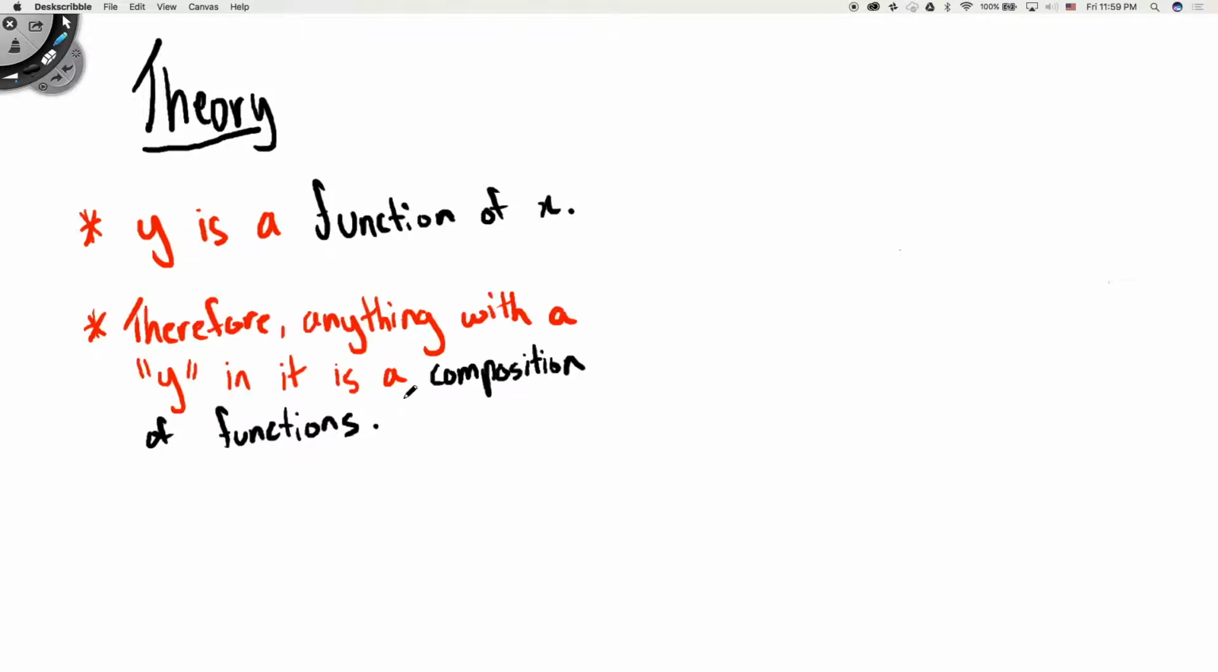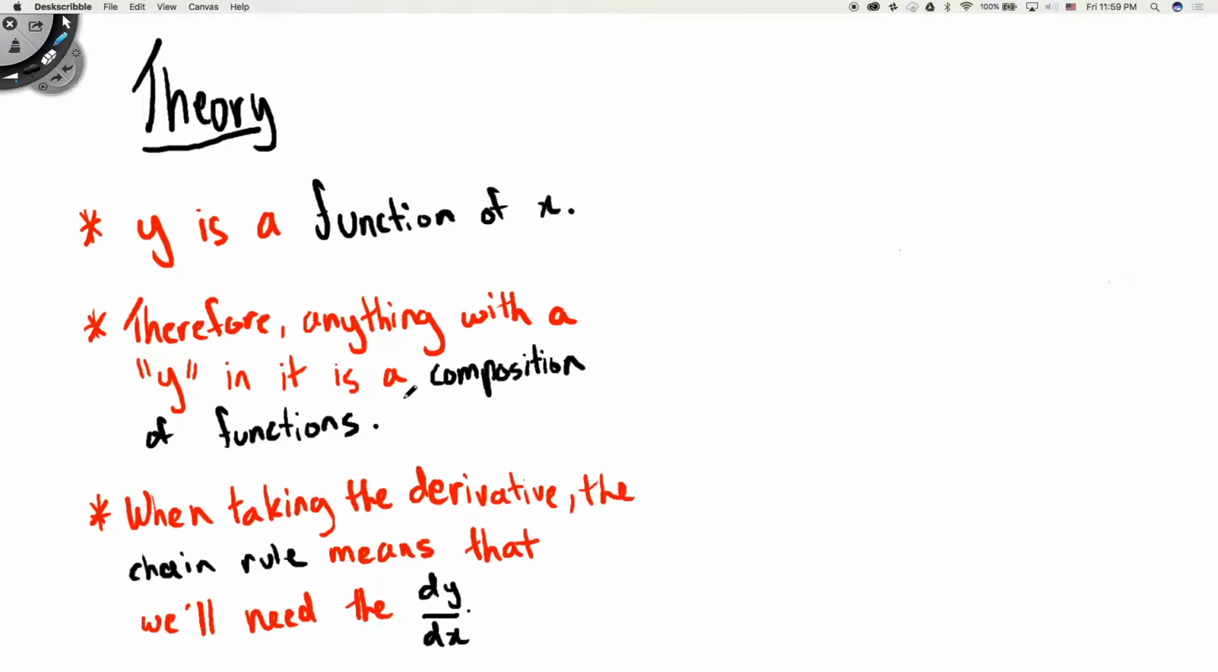Number two, therefore anything with a y in it is a composition of functions. That makes sense, right? Because if you had two functions put together, you'd have a composition. So if we assume that y is a function of x, anything that has a y in it is a composition of functions. So if we had the sine of y, then that's a composition of functions.